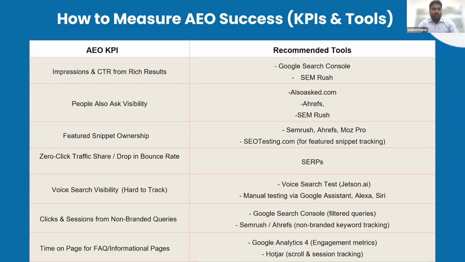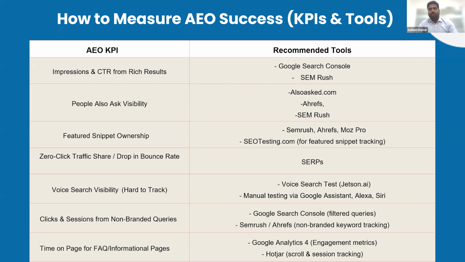Similarly, featured snippet ownership is the important thing now: for how many search queries your featured snippets are appearing. You can see that in SEMrush and SEOtesting.com, where you can see your featured snippet tracking. Also in your search engine rankings, you can see how many zero-click visits you are getting and how much your bounce rate has dropped. All these things tell you people are getting the information from these answer engines and not coming to your site. So that's another way of looking at it.